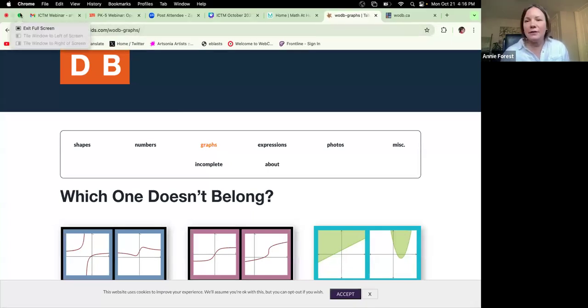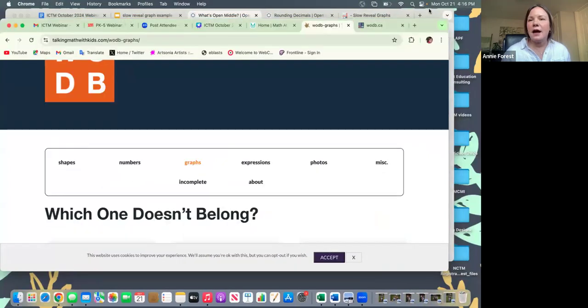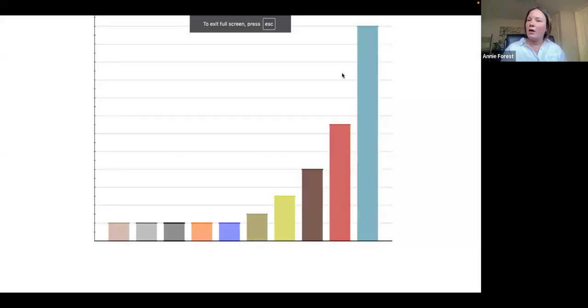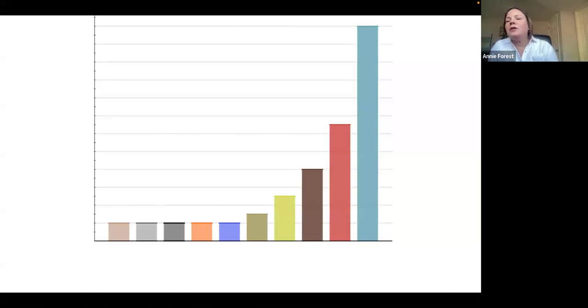All right. The last resource that I'm going to share before we wrap up today is called Slow Reveal Graphs. If you are ever working on, and all of us are, reading graphs, there's always a closed question. You can see that on purpose, on these slow reveal graphs, I have removed all of the numbers and the labels. And that is what's going to make this more open. Again, I linked for you this resource. These are already done.